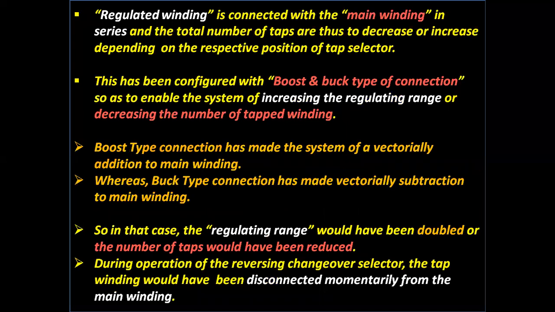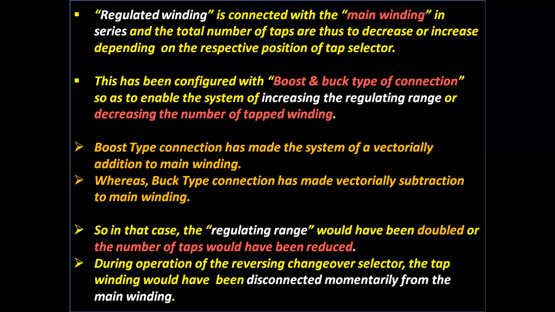The regulated winding is connected with the main winding in series, and the total number of taps decreases or increases depending on the respective position of the tap selector. This is configured with boost and buck type connection so as to enable increasing the regulating range or decreasing the number of tapped windings.